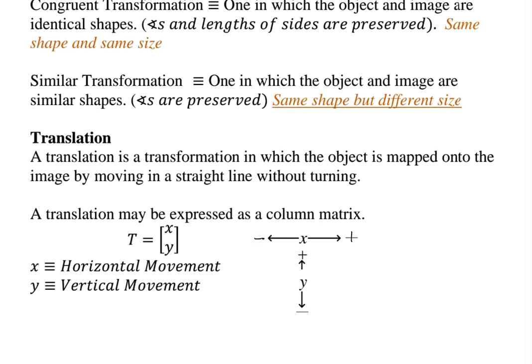A translation may be expressed or represented as a column matrix. So the translation T may be represented as the column matrix (x, y). Now the top value x describes the horizontal movement, and the bottom value y describes vertical movement. If the top value is positive, it means that you're moving to the right. If the top value is negative, it means that you're moving to the left. If the bottom value is positive, it means that you're moving vertically upwards. And if the bottom value is negative, it means that you're moving vertically downwards.